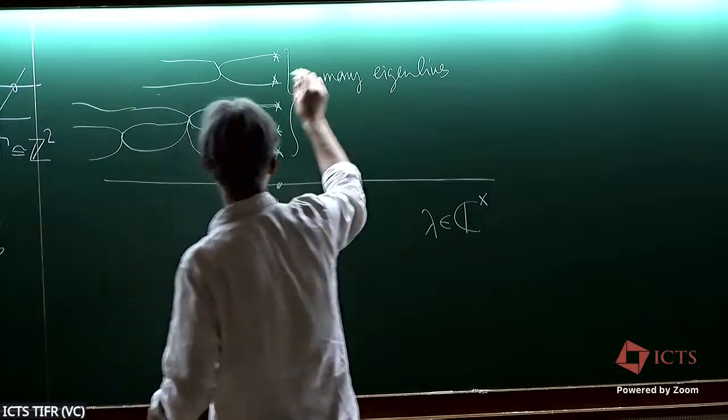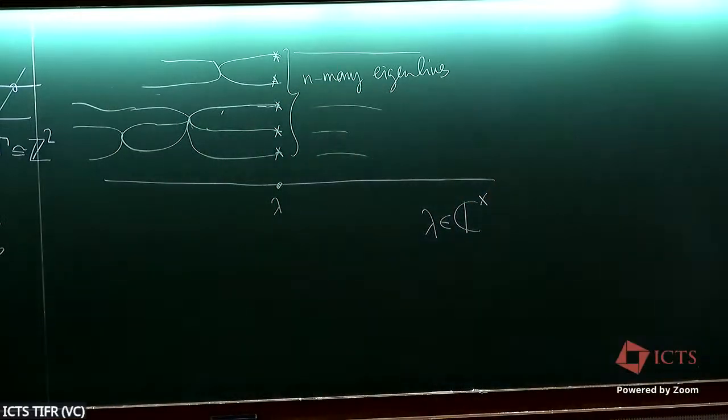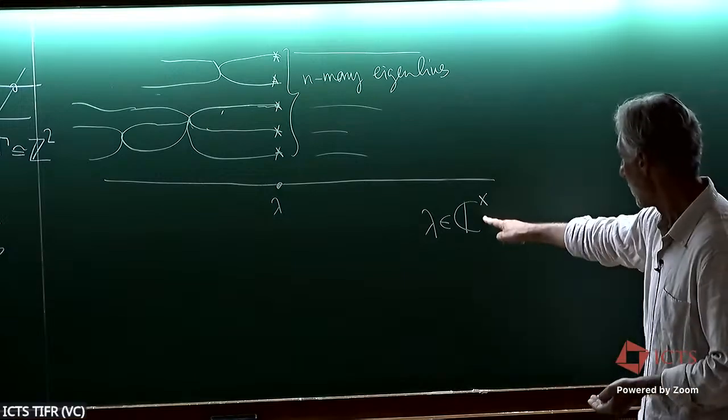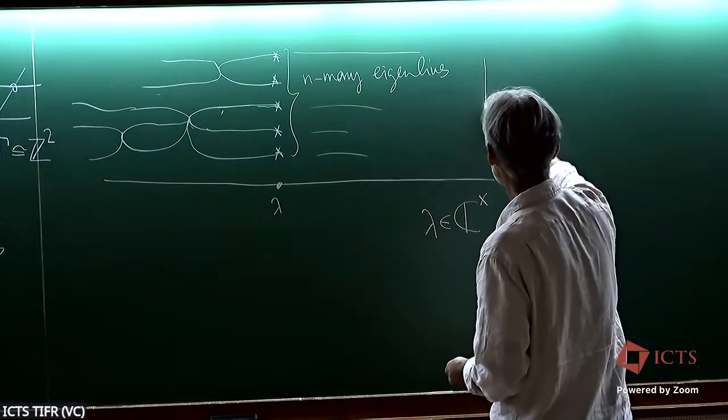So I hope it's clear. And so this continues on the right side. So what you get is an n-fold branched cover, right, of punctured C. So this is an n-fold branched cover.